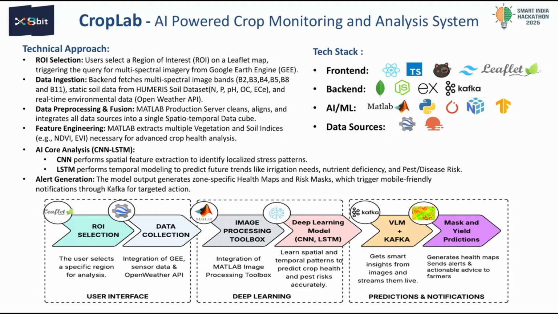We use MATLAB's hyperspectral imaging library, image processing toolbox, and deep learning toolbox. Our pipeline aligns and processes image and sensor data, extracts vegetation and soil indices, and uses CNN for spatial analysis and LSTM for temporal trend prediction. Results are visualized on an interactive dashboard with health maps, alerts, and trend graphs.